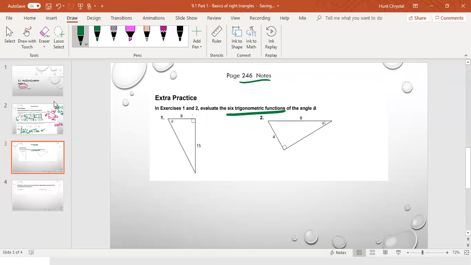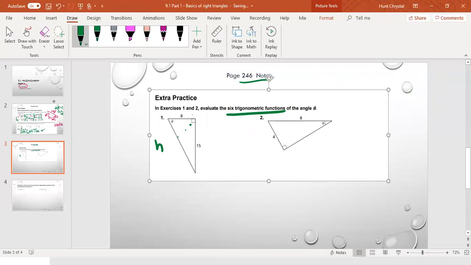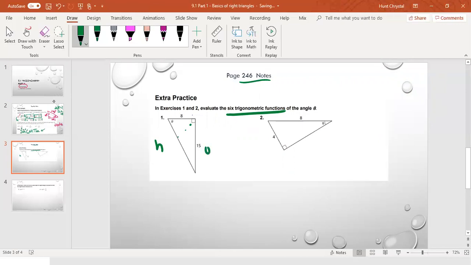So if I wanted to label this, I could. Across from my right angle over here would be my hypotenuse. Across from theta is going to be my opposite. And then beside theta is going to be my adjacent. Okay, so now that I know that, I can really list out all 6 of the trig functions with no problem. But what you'll notice is that I'm missing a side.